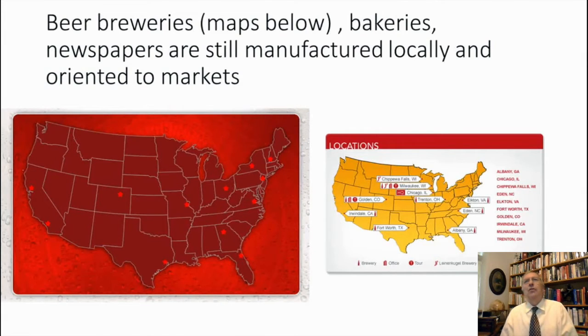Bakeries are similar. I'm not talking about little bakeries where you buy cupcakes and birthday cakes, but big bakeries that make Sunbeam bread and Wonder Bread and things like that. They have similar locational characteristics to the breweries. They may have 8 or 10 or a dozen plants around the United States.